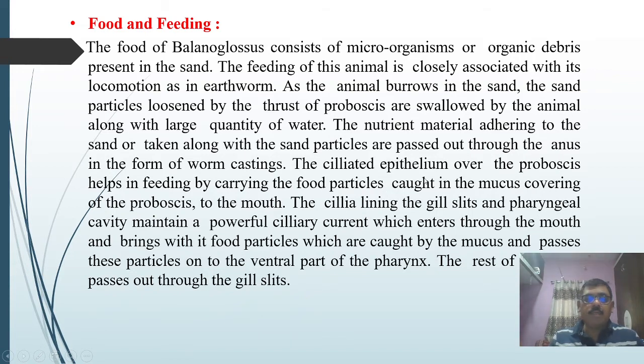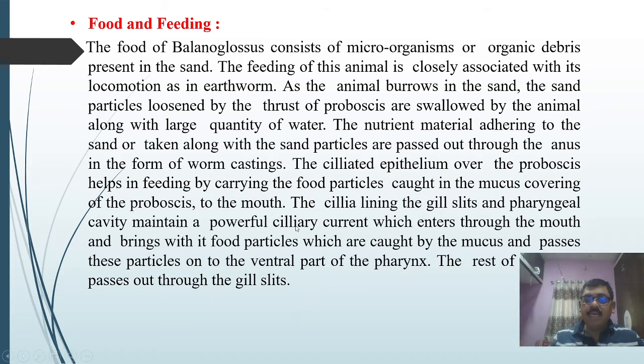The ciliated epithelium over the proboscis helps in feeding by carrying the food particles caught in the mucus covering of the proboscis to the mouth. The cilia lining the gill slits and pharyngeal cavity maintain a powerful ciliary current, which enters through the mouth and brings with it food particles which are caught by the mucus.